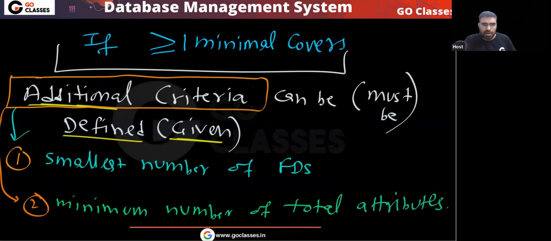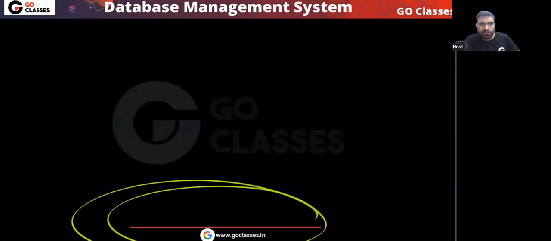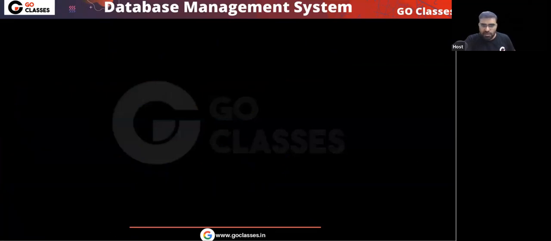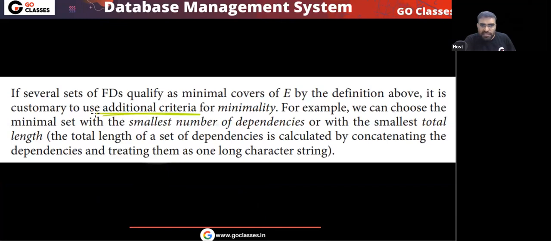So like this, I hope you understood. These are some additional criteria that can be defined in the question. In the GATE exam or in the GO Classes test series, if I give you this type of question, I will give you this additional criteria.